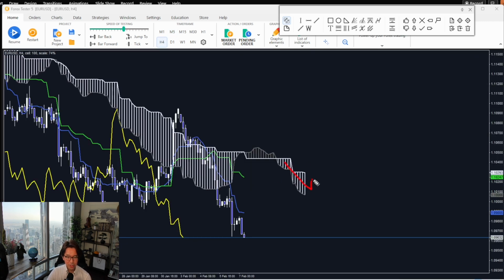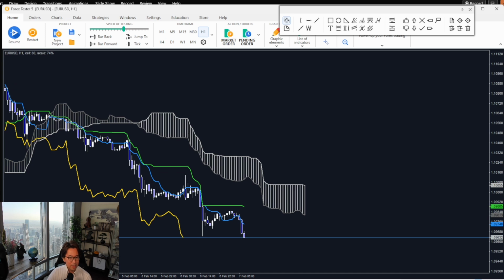Kumo is bearish. Kijun Sen is down. Tenkan Sen is also bearish, and Chikou span below candles, and it is actually breaking this 4-hour inside bar, which is a good sign, so that it may go down this way continuously. And also 1-hour time frame is now bearish.